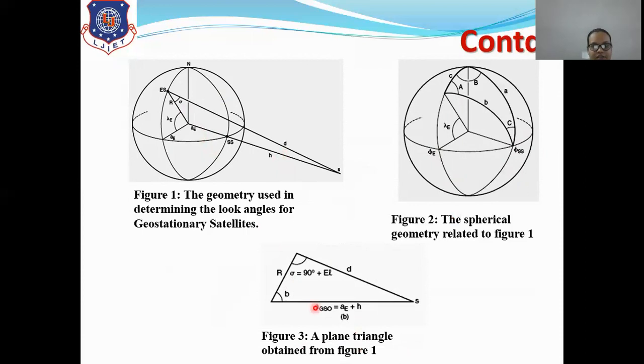Clear? So, from this triangle, this is R. This is d, this d we have drawn, and this is h, and this is a, so it will be a plus h, which is nothing but a_GSO also. Clear? This is angle B in between. This is sigma, which is our tilt angle, which is 90 plus EL, and here is the satellite point. Clear? So from these three figures, we will derive the equations for the antenna look angles.